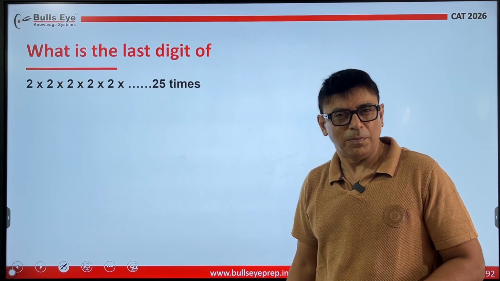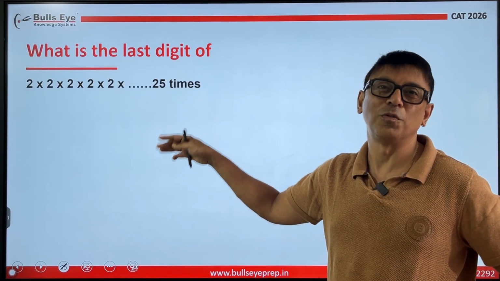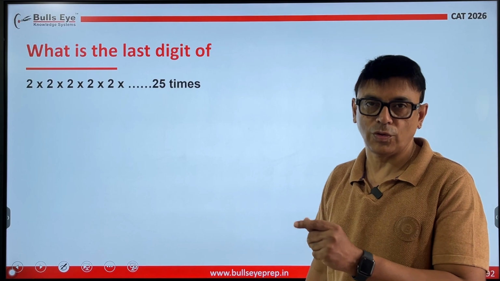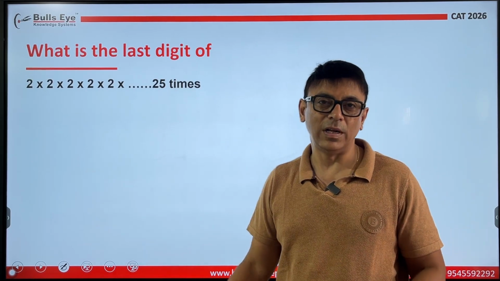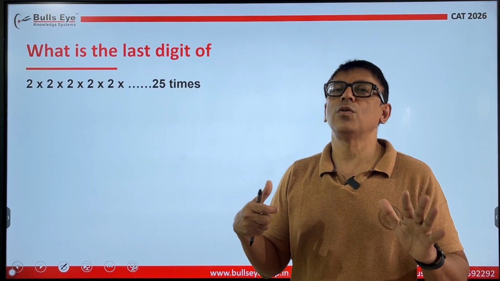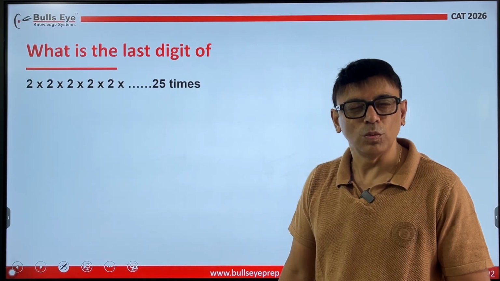Just an extension to the previous question, it still relates to power cycle. Actually, the power cycle starts from here. Similar question, but here we have only 2's, as many as 25 times. 2 into 2, 4 into 2, 8 into 2, 16 into 2, 32. If I were to do it conventionally, I would have done it this way. But 25 is too much.